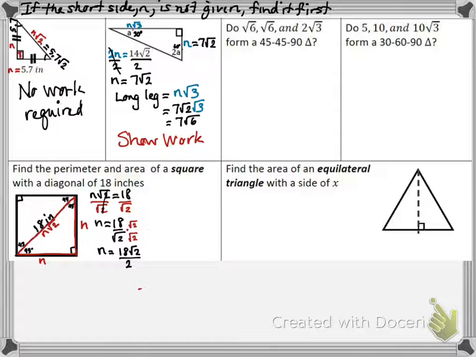And then I have some outside numbers that can reduce. 2 goes in here once, 2 goes in here 9 times. So I now have n equals 9 root 2. That will be the sides of my square.